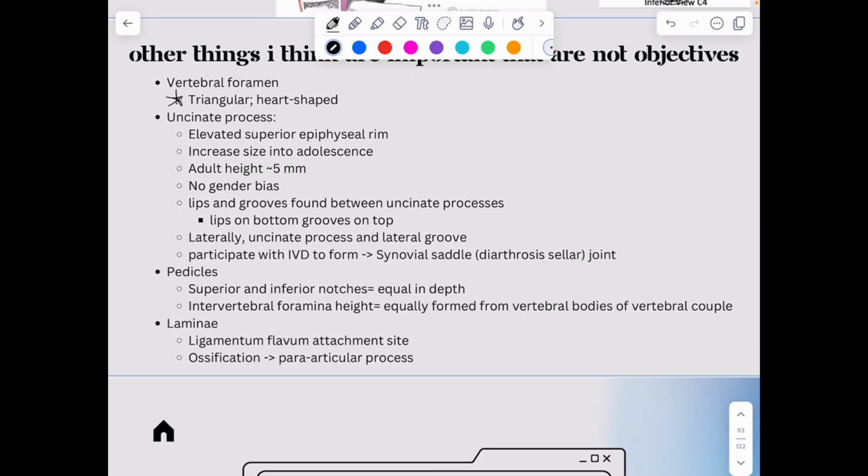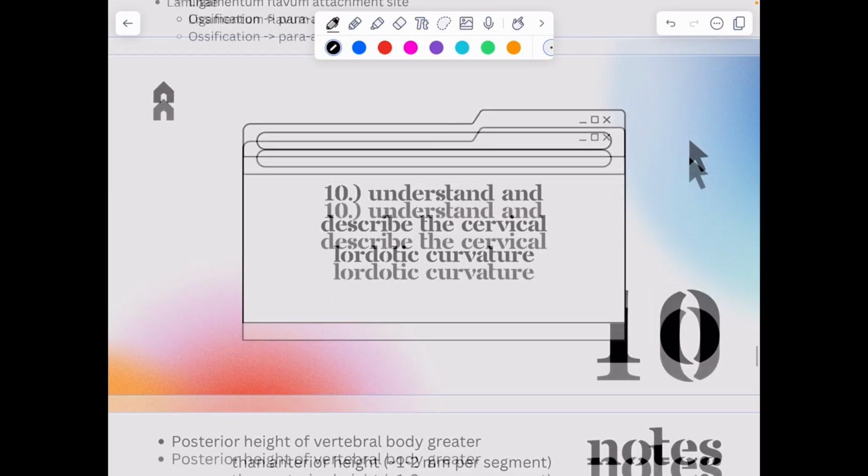And then the lamina, the ligamentum flavum attaches there. If you have ossification of that, it's para-articular process.